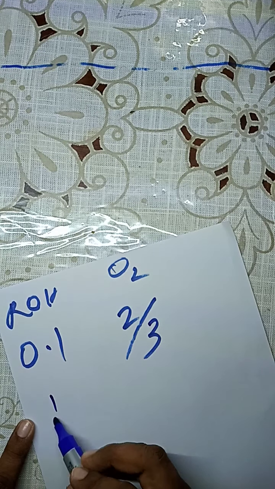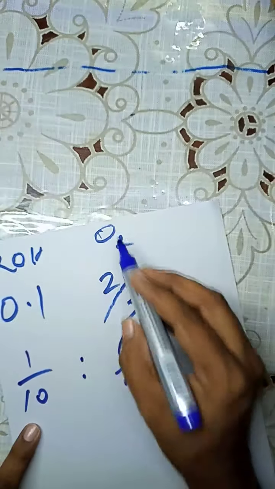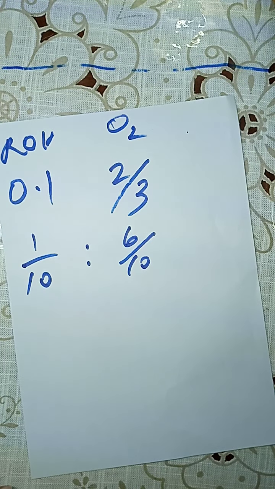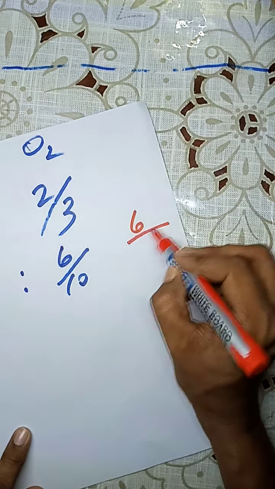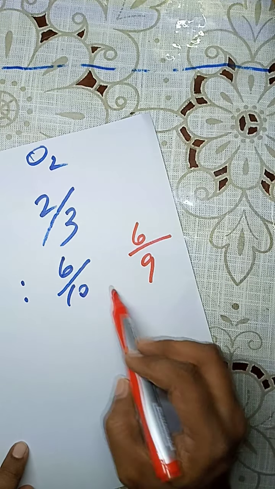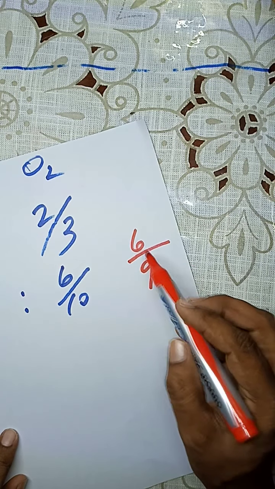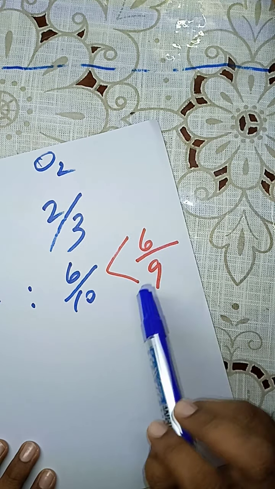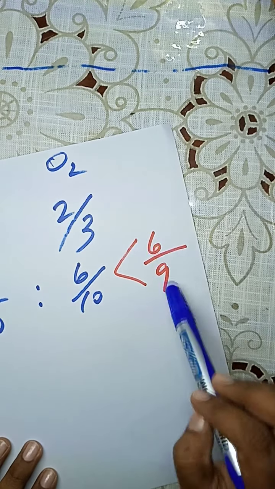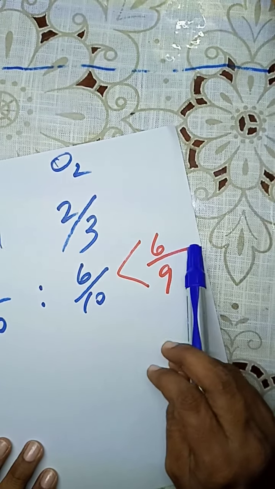Then 0.1, that is 1/10, should react with 6/10 moles of oxygen. But the available quantity is 6/9. Your maths knowledge should be sufficient to understand that 6/9 is greater than 6/10. So the available quantity is greater. Then 6/9 minus 6/10 is the remaining oxygen after the reaction.